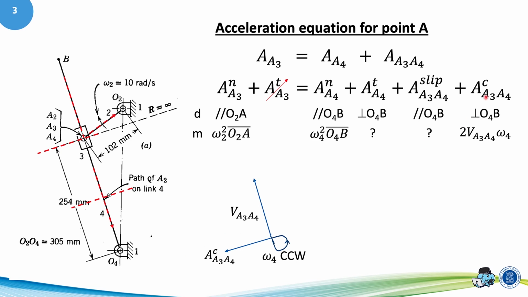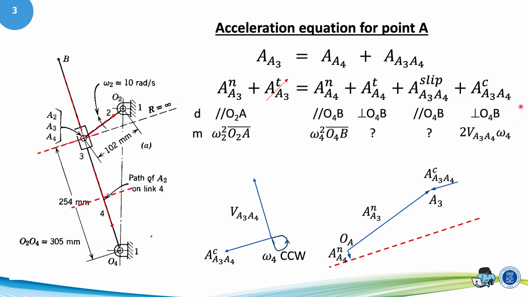Next, to solve this equation, we can use the acceleration polygon. First, we draw the vector of AA3 normal because we know the direction and also the magnitude. Next, we draw the vector AA4 normal starting at the OA because it's on the different side from the AA3 normal. Next, we draw the direction of AA4 tangential that is perpendicular to the AA4 normal. And then, next we draw the vector of the Coriolis acceleration.